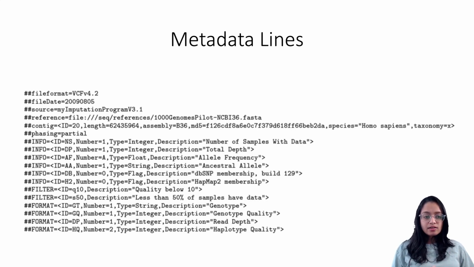Basically, the lines starting with info have some description of the annotations that will be used to describe the variant sites that will be found in our data set. For example, in the data lines for each variant site, there will be some information on the number of samples with data, the total depth, the allele frequency, and so on and so forth. For all those annotations, the description and the expected value for those parameters can be found in the metadata lines starting with info.